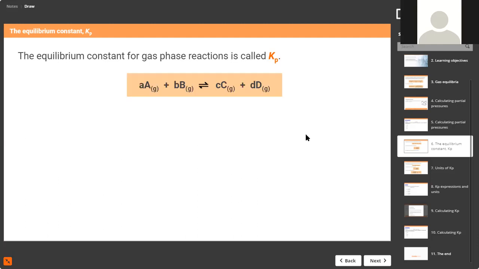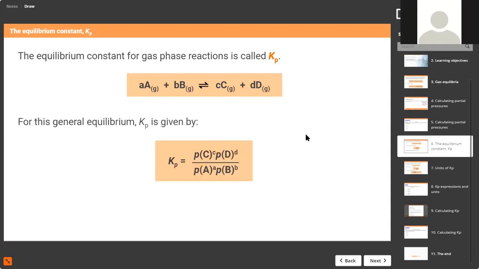And if you look at this reaction equation, it looks almost identical, but this time we've got gaseous state symbols next to everything. So aA plus bB can go to and back from cC plus dD. For this general equilibrium, Kp is given by this. It's almost exactly the same, but we have this P in front of everything that we didn't have before. That's for the pressure, identifying the partial pressure that we're going to look at.